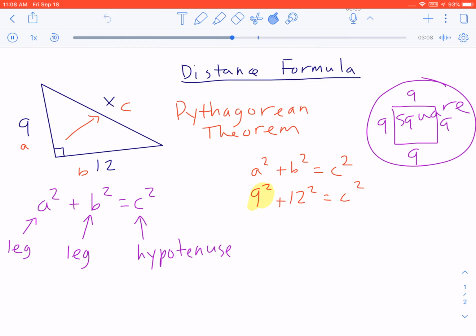So 9 squared is 81. 9 times 9 is 81. 12 squared is 144. Equals c squared. My next step is to simply add 81 and 144, which is 225. The last step, in order to solve for c, I very often get people who say that 225 is the answer. I hope that you're able to see that.